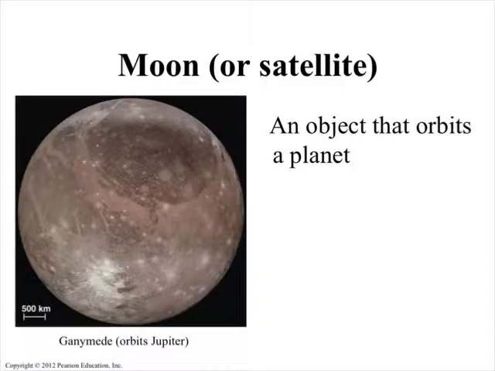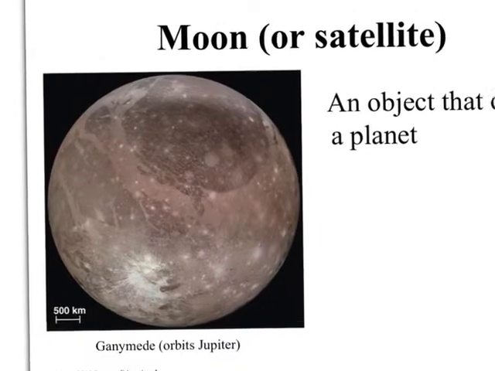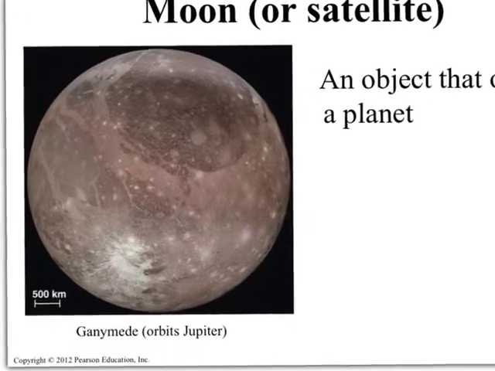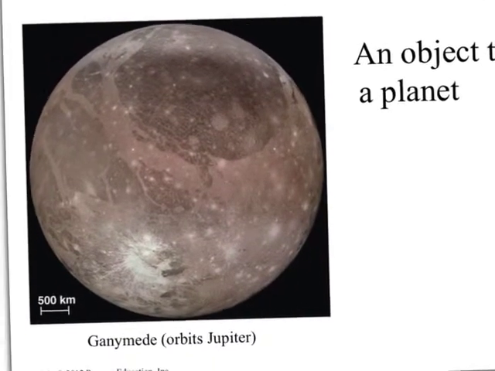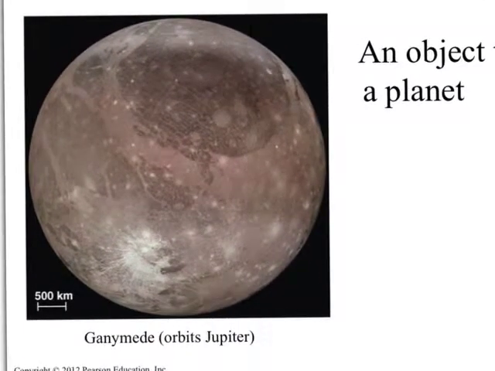In our solar system, some planets have moons. This may look kind of like the Earth's moon, but this is a moon that orbits Jupiter. And this is one of the moons that Galileo saw with his telescope. Isn't that cool? There are 4 moons that Galileo saw orbiting Jupiter. And so out of respect, we call those 4 moons, generally speaking, Galilean moons. And so this is Ganymede, one of the 4 Galilean moons.